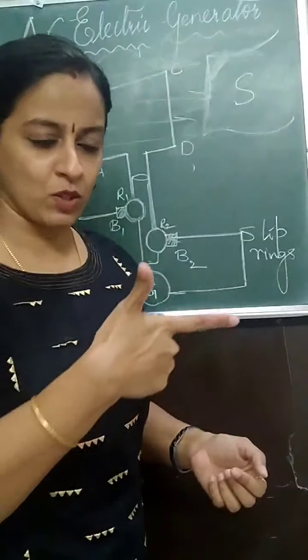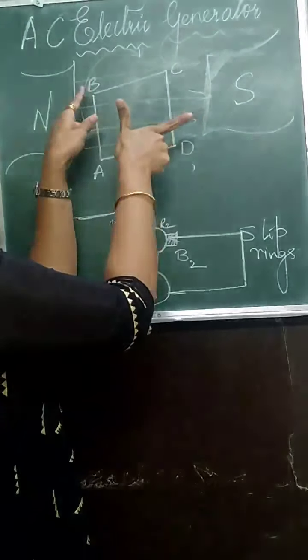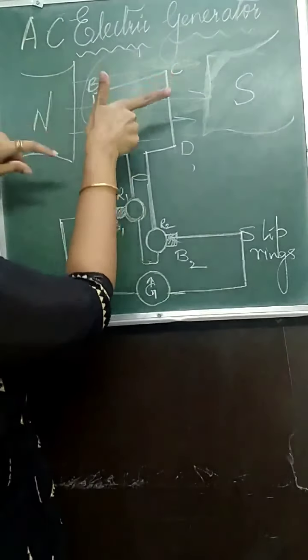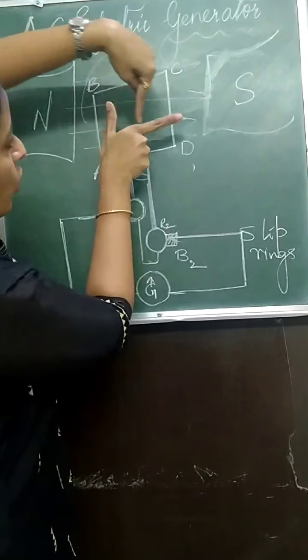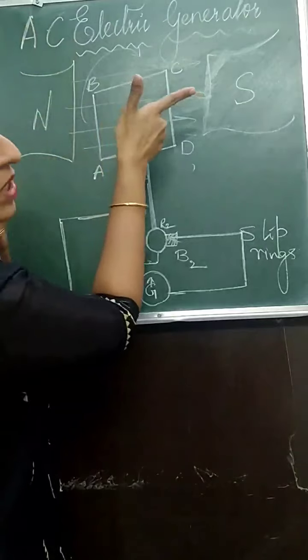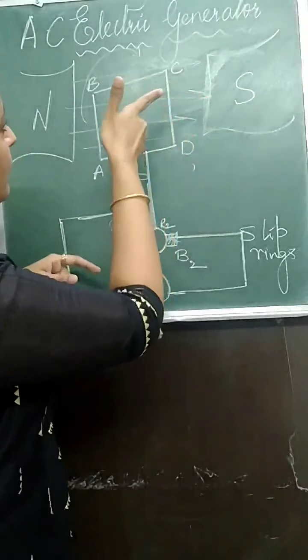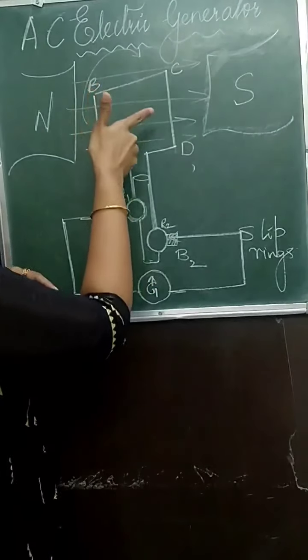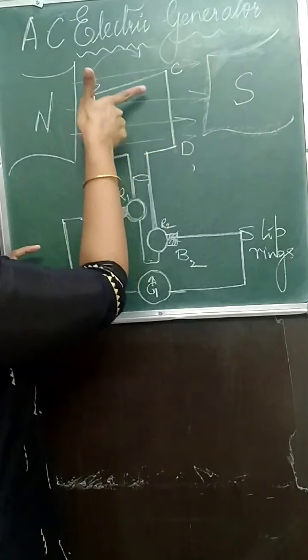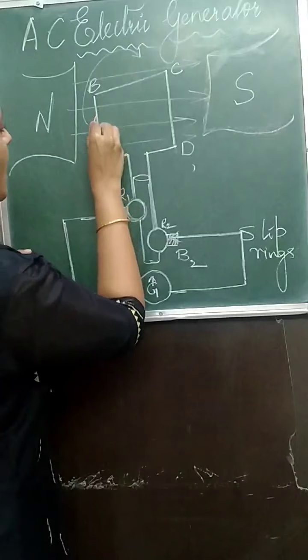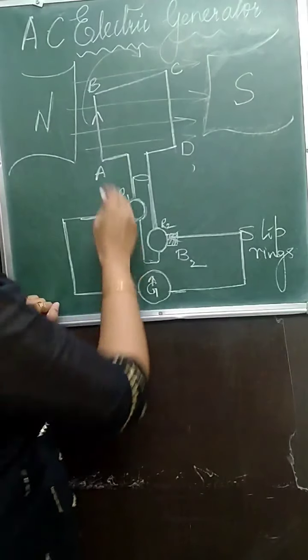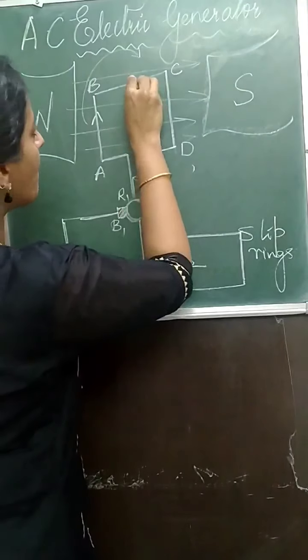Fleming's right hand rule. So this is the motion of the conductor, moving upward. This is the direction of the magnetic field, from north to south. So what can you see? Where is the middle finger? The middle finger is pointing in this way. That means the direction of electric current is this way. So the direction of electric current is in the upward direction. From AB it will pass.